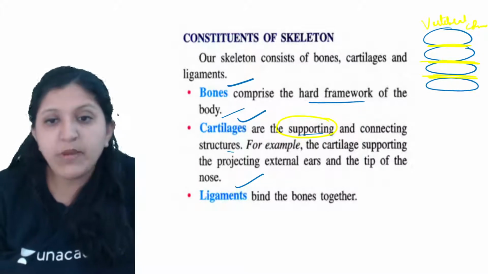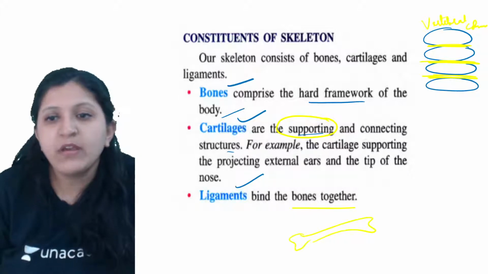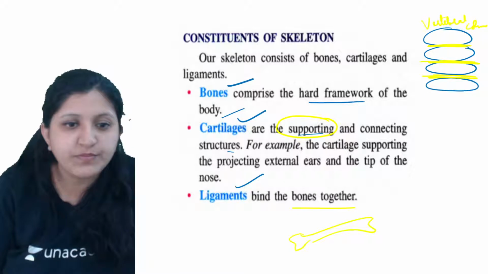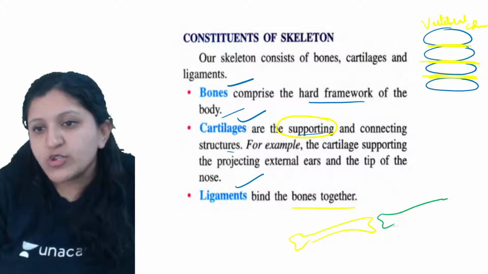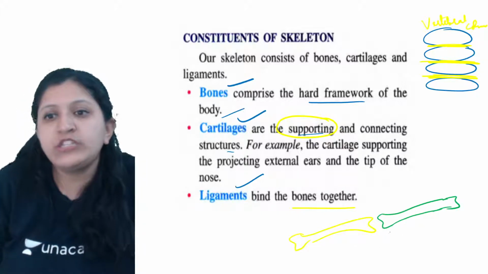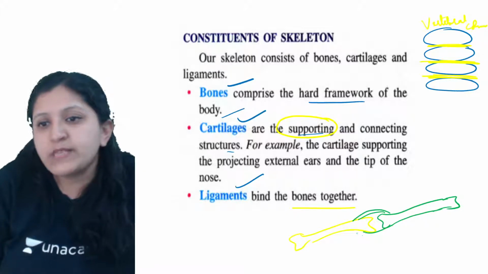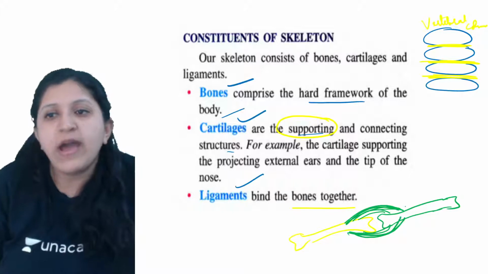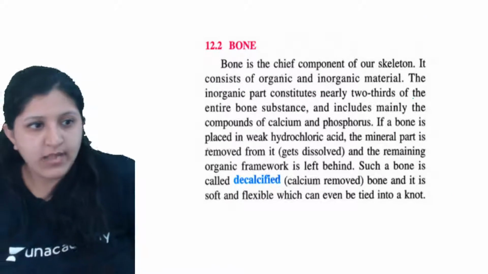Ligaments bind the bones together. Now there is one particular bone over here. I'll just change the pen color. This bone to bone connection, these two bones are connected to each other because there is a synovial membrane and a joint capsule. There is a ligament which is connecting these two bones strongly. The ligament is there mainly for joining the bones together.